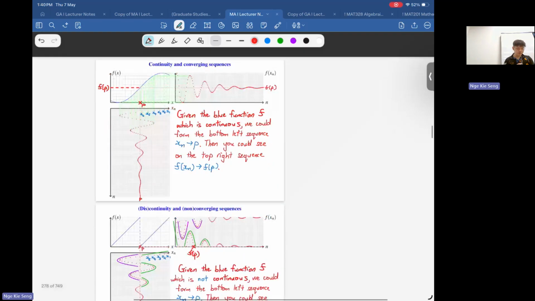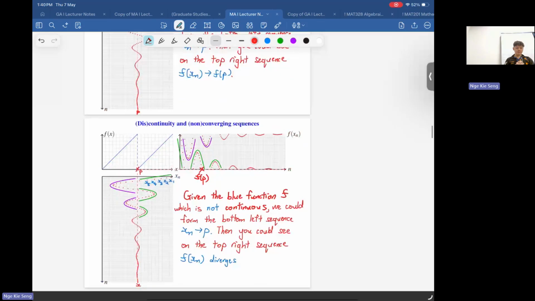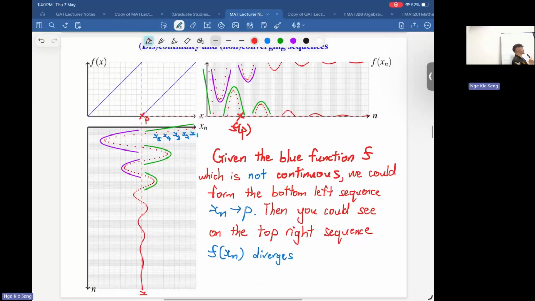Let me see, how about discontinuity? Let's see what happens in the discontinuous case. If you look at the function that we showed in the first case, it's not continuous at this point. So let's say I pick a sequence like this, which converges to p. Then I look at f(Sn). You can see that this f(Sn) doesn't converge to anywhere. It kind of splits apart.